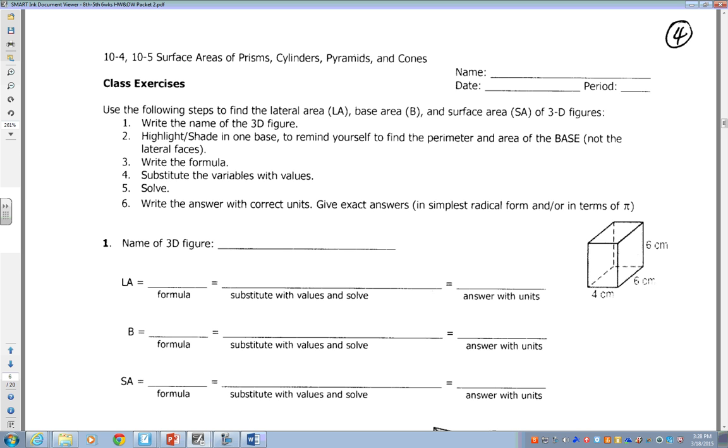It's Thursday. Now, the key to this is this little part right here. You need to highlight or shade one of the bases, because if you do not identify the correct base, your calculations are going to be wrong. I know it's going to ask you to name the figure. For number 1, this figure would be what? Yeah, rectangular prism.